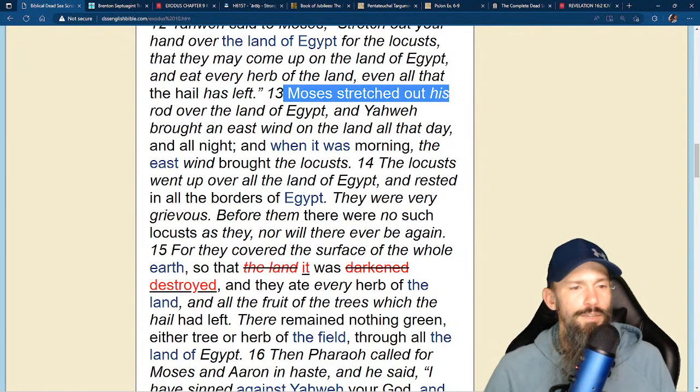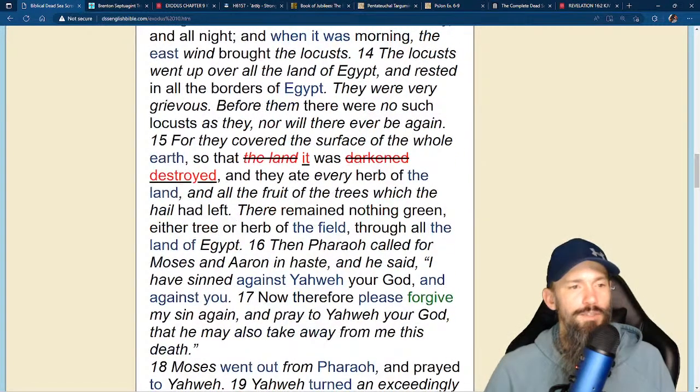They were very grievous. Before them were no such locusts as they, nor will there ever be again. For they covered the surface of the whole earth, so that it was destroyed, not darkened, destroyed. And they ate every herb of the land and all the fruit of the trees which the hail had left. There remained nothing green, either tree or herb of the field, through all the land of Egypt.